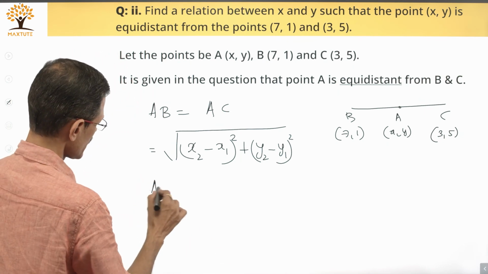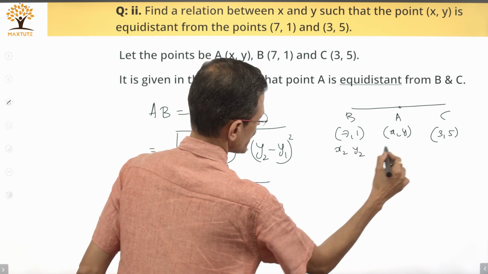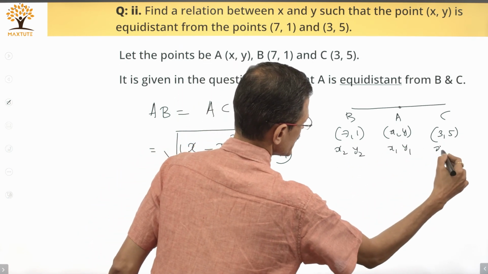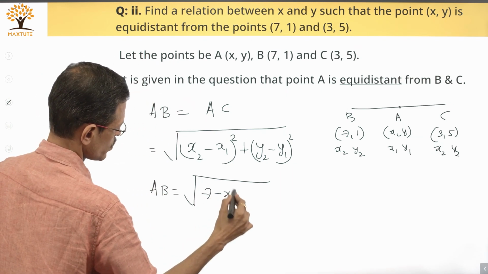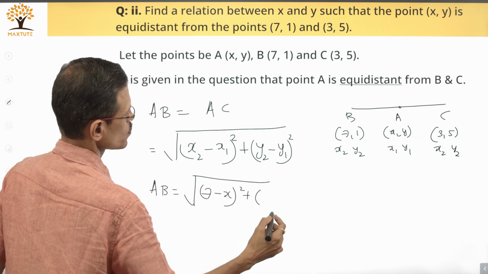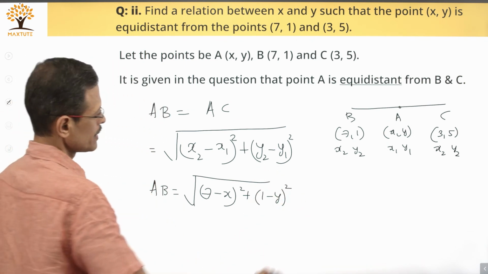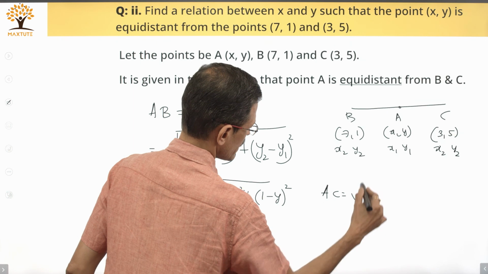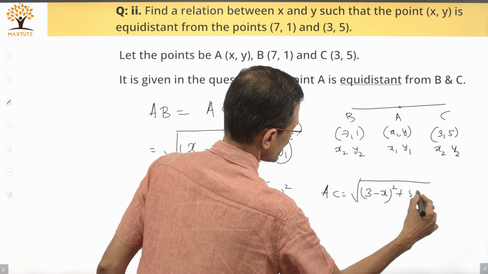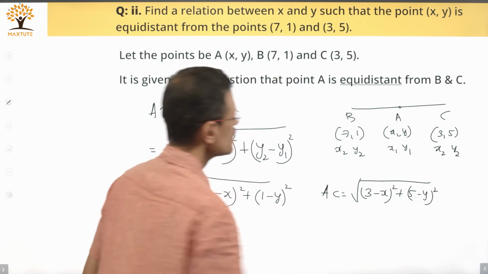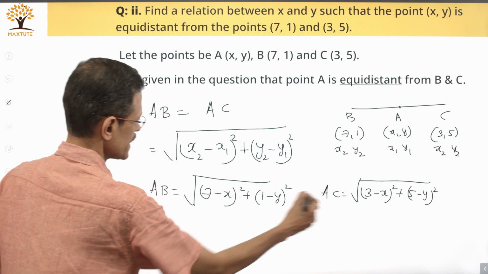So, AB for us will be equal to the square root of 7 minus x the whole square plus 1 minus y the whole square, where this is x2, y2 and x1, y1. So, this is AB. AC is equal to the square root of 3 minus x the whole square plus 5 minus y the whole square. Because A is equidistant from these 2 points, AB will be equal to AC. So, we can equate these two.